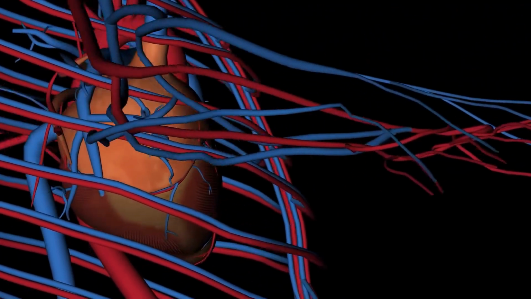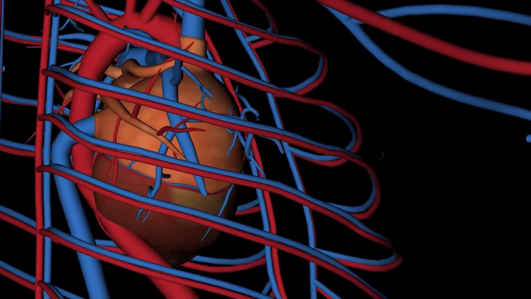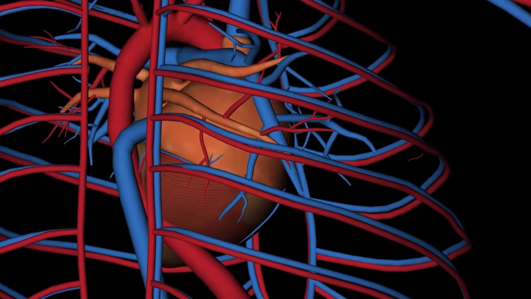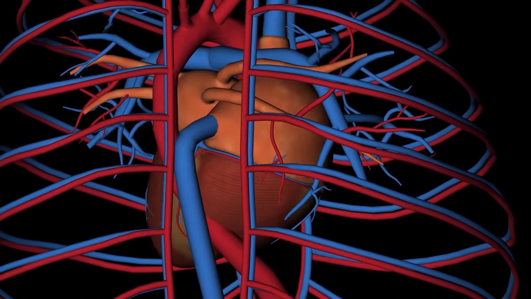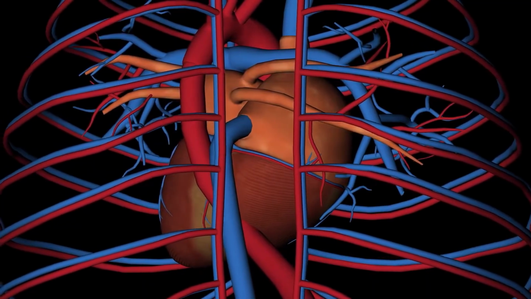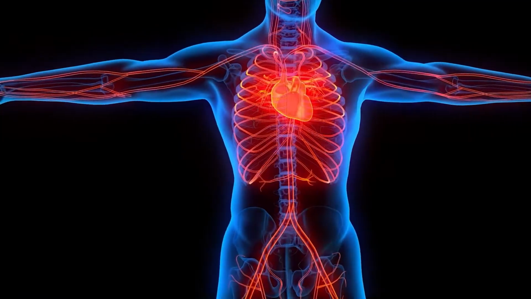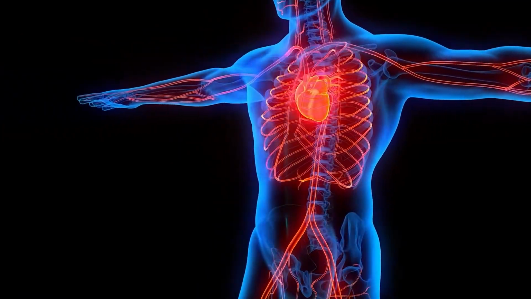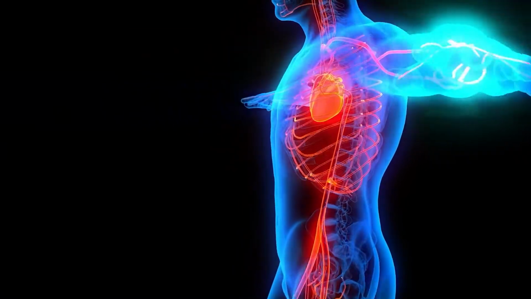The left ventricle is the lower chamber on the left side of the heart. It pumps the oxygenated blood out to the rest of the body through the aorta, the main artery of the body. The heart has its own electrical conducting system, which helps to coordinate and regulate its contractions.